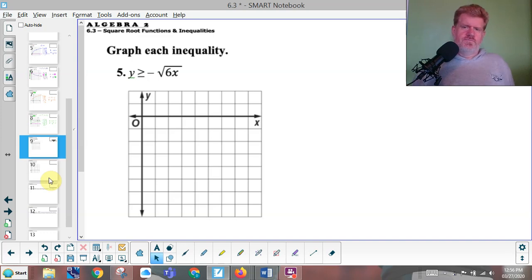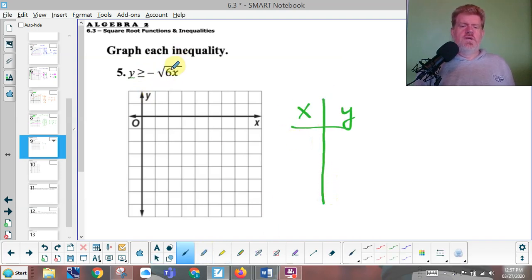Inequalities now. So inequality is the same thing you've done. We're going to graph this thing, but guess what? We shade it, and we determine if it's a dotted line or a solid line. You guys remember from your linear equations, if it's greater than or equal to, it's a solid line. And this is going to be the graph. Let's just graph it. Okay.